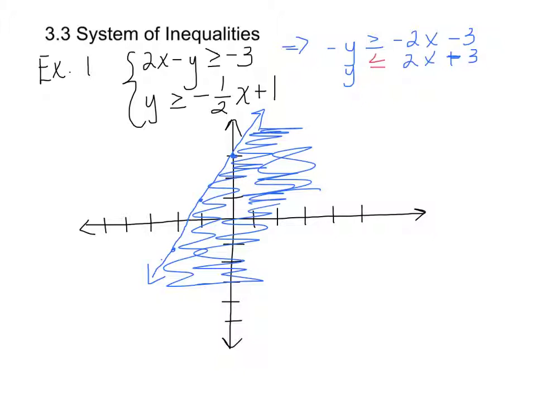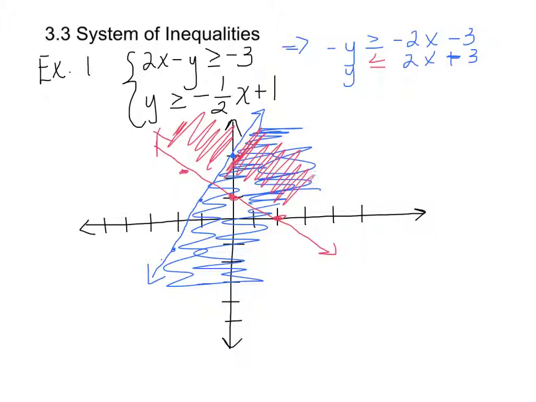Okay. Then my other line we're going to do in a different color. We're starting at 1. This slope is negative. So you can either go up 1, left 2, or you can go down 1, right 2. This line is also included, so this line is solid. And it says greater. So that's everything greater than the line.